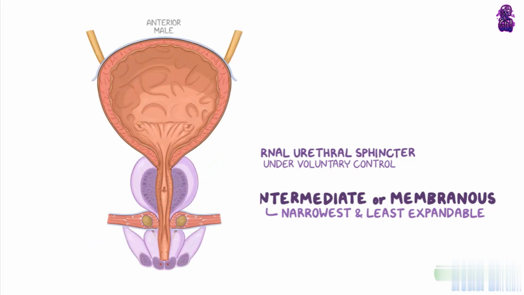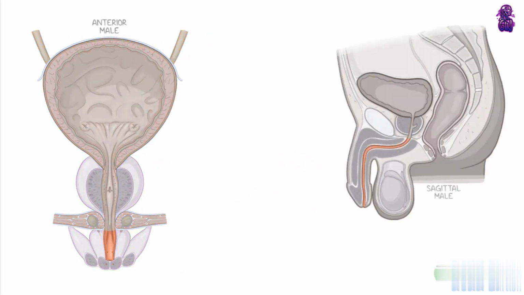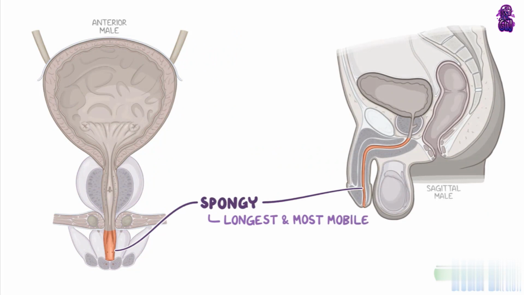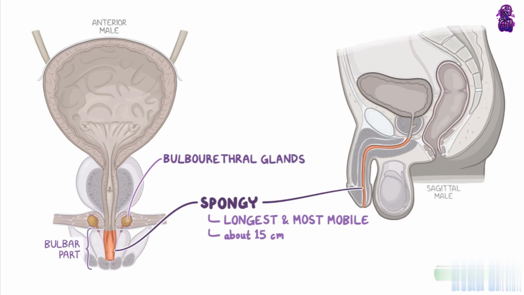Last is the spongy urethra, which is the longest and most mobile part of the urethra. This part passes through the penis and measures about 15 centimeters in length. Two P-shaped glands, called the bulbourethral glands, open into the bulbar part of the spongy urethra through the bulbourethral ducts. These glands contribute to the seminal fluid by secreting a lubricating fluid during sexual arousal prior to ejaculation.